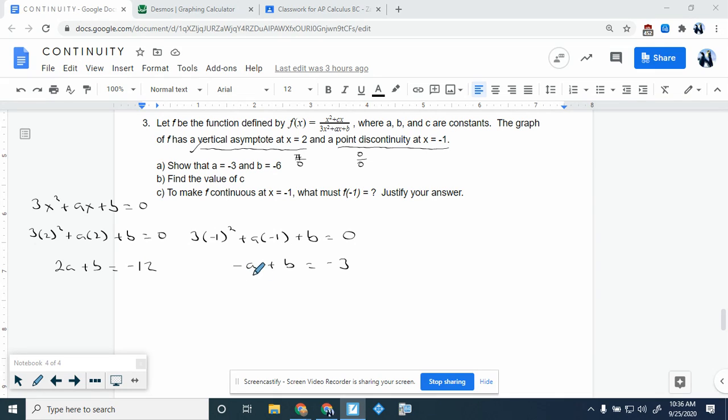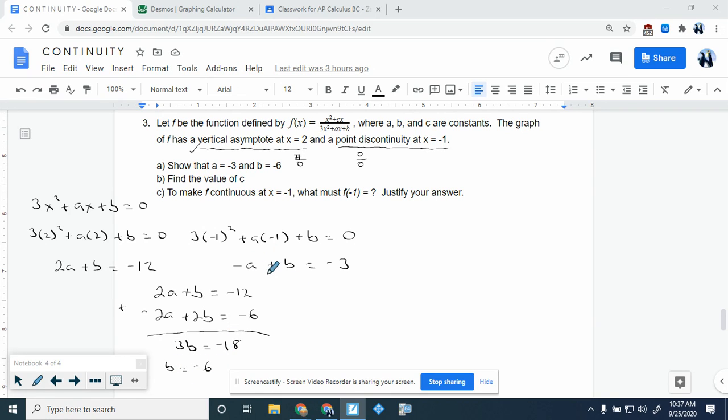What I would do, and there's a billion ways to do it, you can do method of elimination, you can do method of substitution. I am going to take this equation and just rewrite it: 2a plus b equals -12. Then I'm going to take this equation and multiply everyone by 2. So I get -2a plus 2b equals -6. Now I'm going to add them. So I'm doing method of elimination. The a's are going to sum to 0. I get 3b equals -18. 18 divided by 3 is 6. So I get b equals -6.